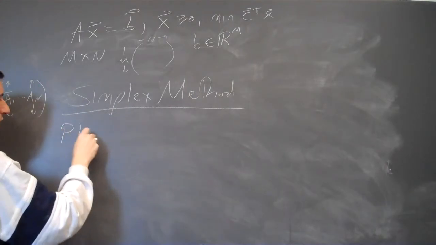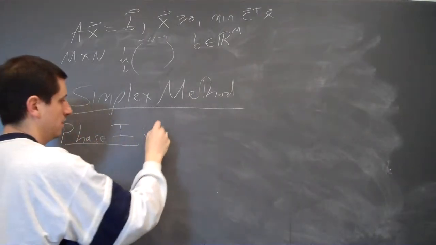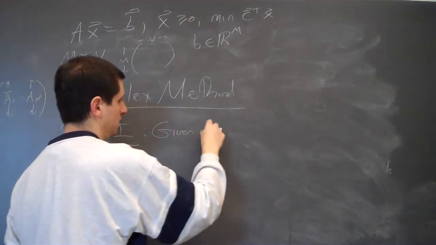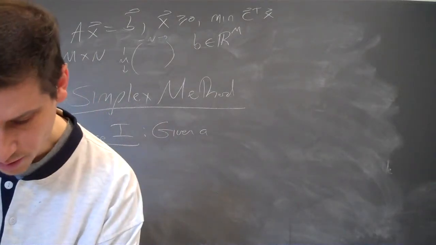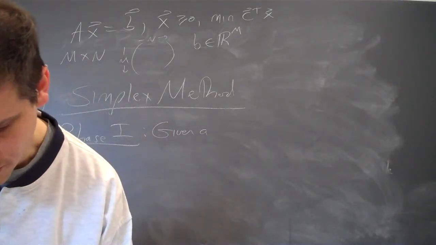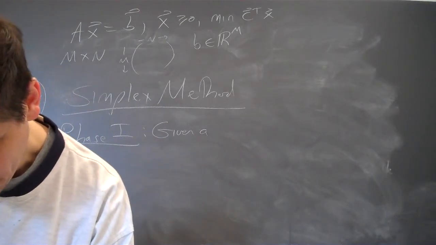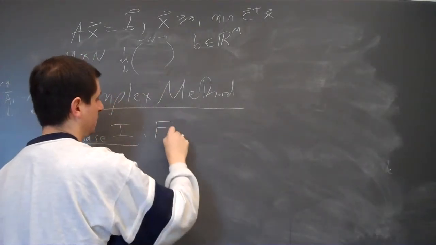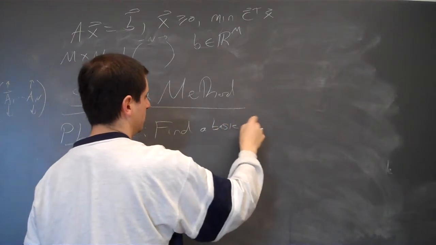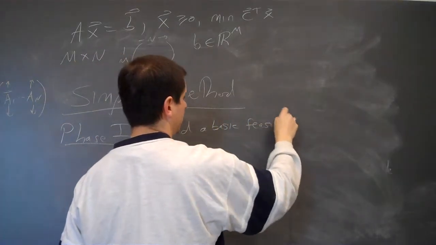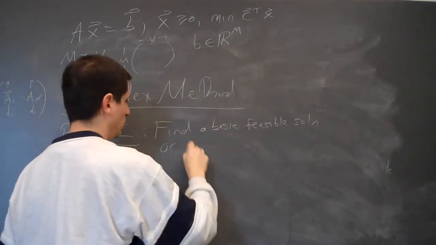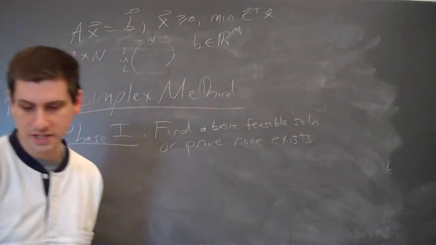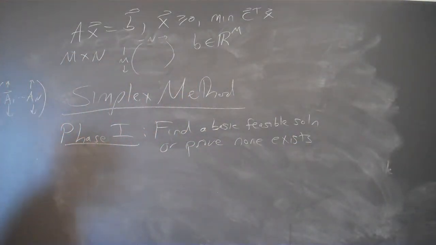So phase one: given a problem, find a basic feasible solution or prove that none exists. That's step one of the simplex method.